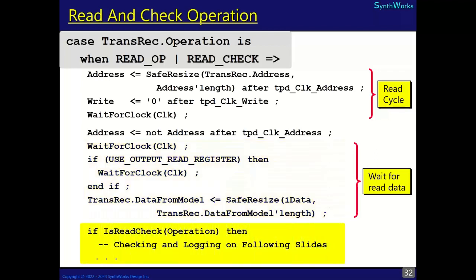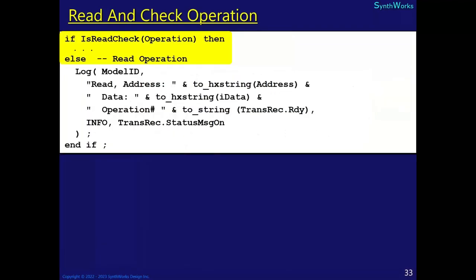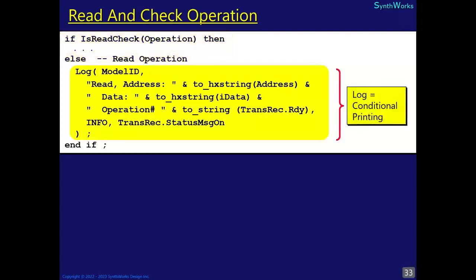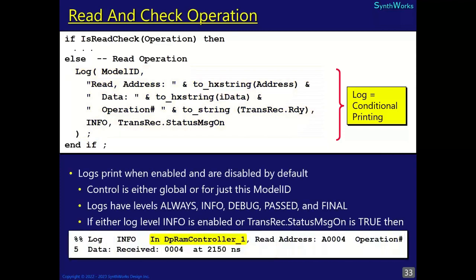And then we need to do the rest of the reporting stuff. So let's take a look at that. We're going to look at the reporting for a read operation first. Okay, so we said if it's a read check, read check is actually part of the model independent transaction library. So it allows us to classify the operations so that as we add to it, we don't have to go fix our models, right? So when we do a read check operation, we might want to conditionally print. And that's what logs are all about. Logs are all about conditional printing. Now, we're using the ID, we're logging against the model ID, and they print when they're enabled.